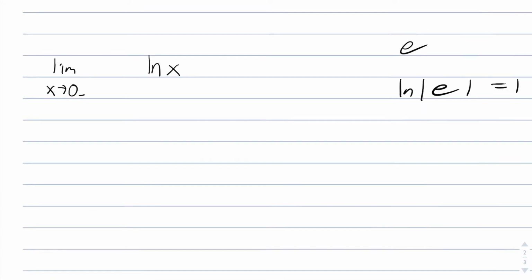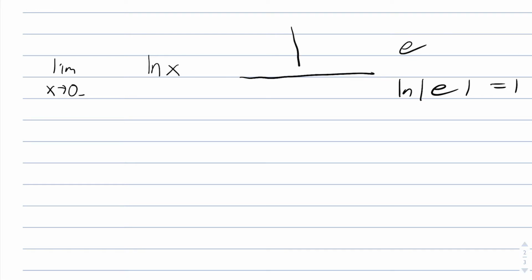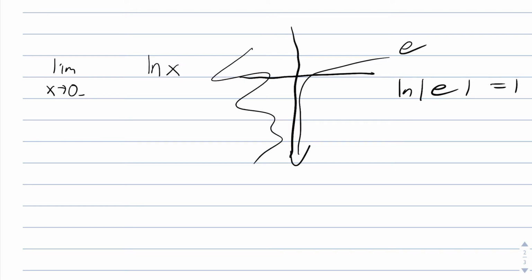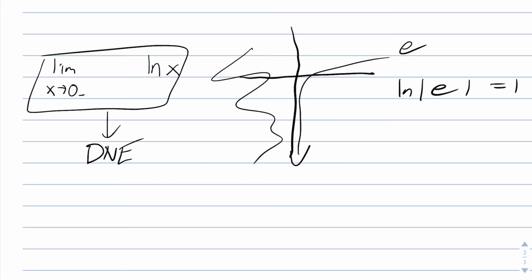And ln of x as x goes to 0. Well, if we draw it out, it looks a little like this. It goes down to negative infinity here. So from the negative side of 0, well, there's nothing here. We can't figure that out. So this example shows that just because we got a one-sided limit doesn't mean that something can't still not exist. So this is just going to be does not exist. Now if it was plus, then we would get negative infinity.